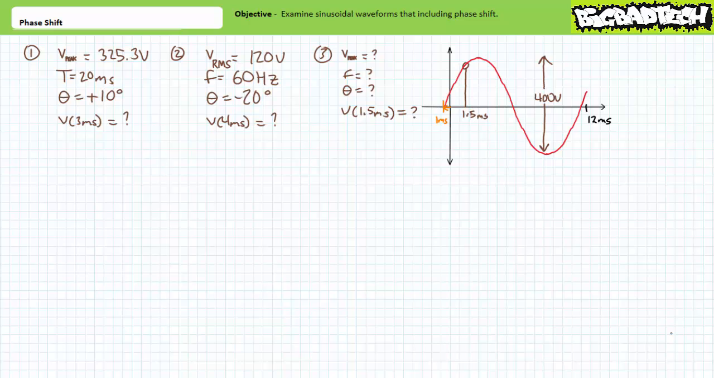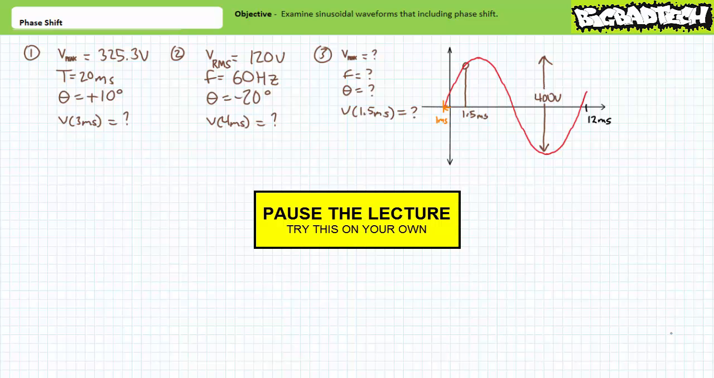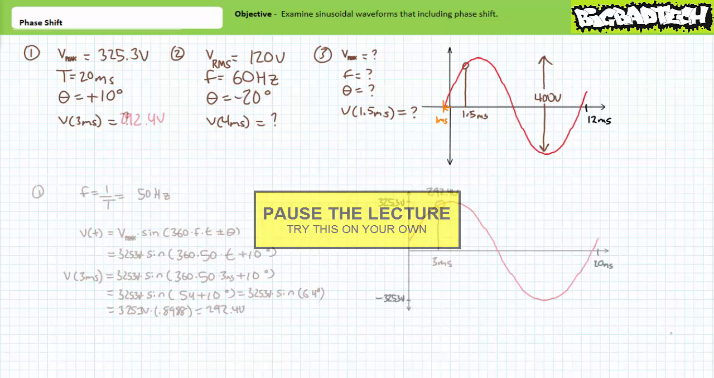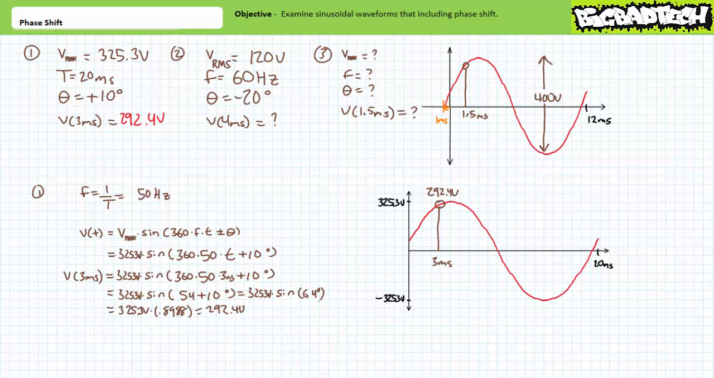It should go without stating that you can differentiate between properties like peak, peak-to-peak, effective, or RMS values in period and frequency. By all means, pause the lecture and give this your best shot. If you're tracking, you should have arrived at the following results. The first waveform has a peak value of 325.3 volts, a period of 20 milliseconds, and a phase shift of positive 10 degrees, meaning it'll be shifted 10 degrees to the left or in advance.